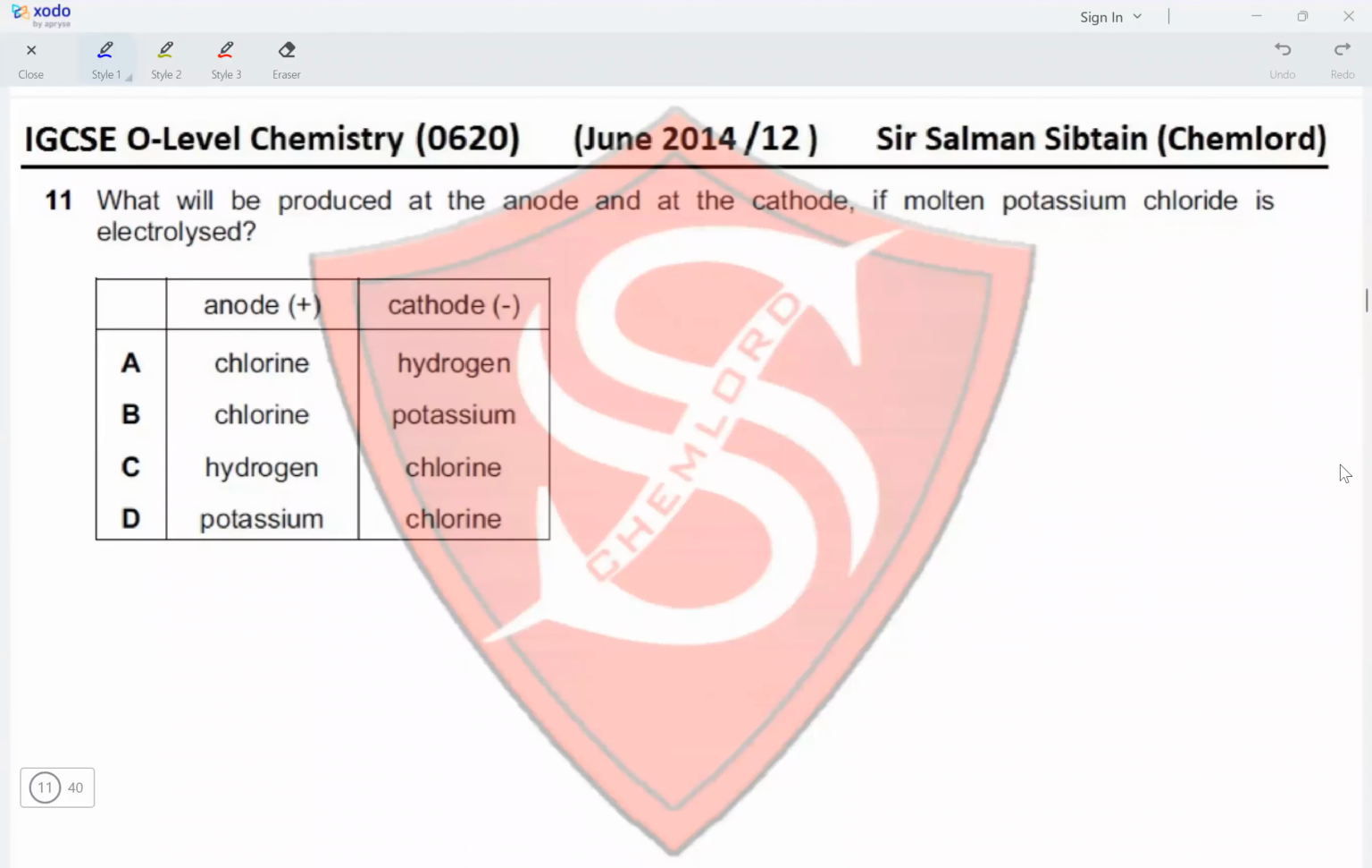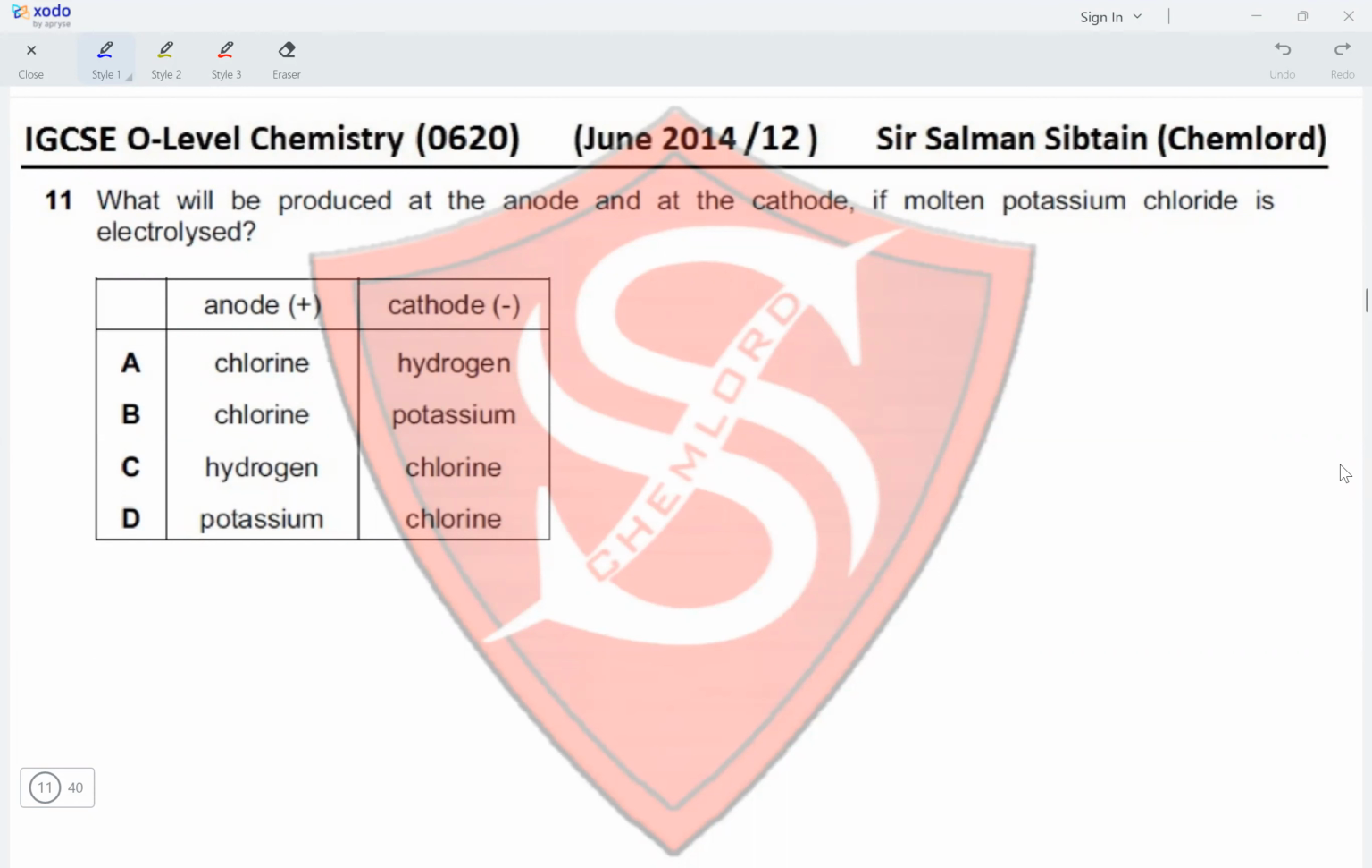Hi guys, this is IGCSE O-Level Chemistry, paper 12, June 2014, question 11. What will be produced at the anode and at the cathode if molten potassium chloride is electrolyzed? Now, since it is molten potassium chloride, we will not have anything other than potassium and chlorine being produced.